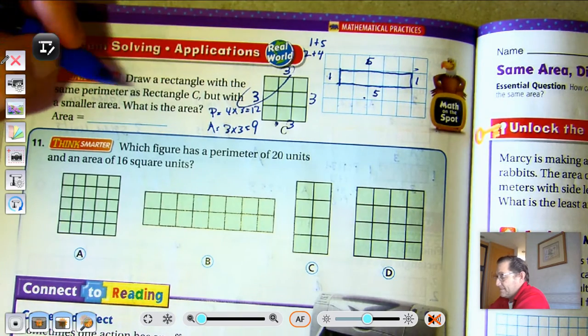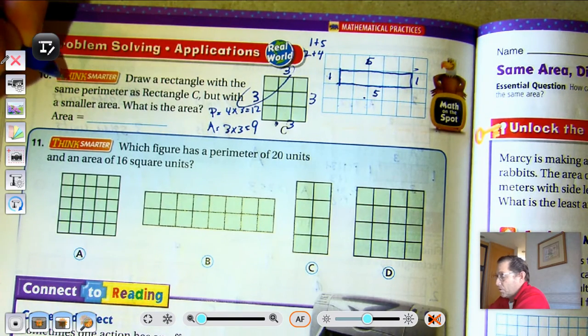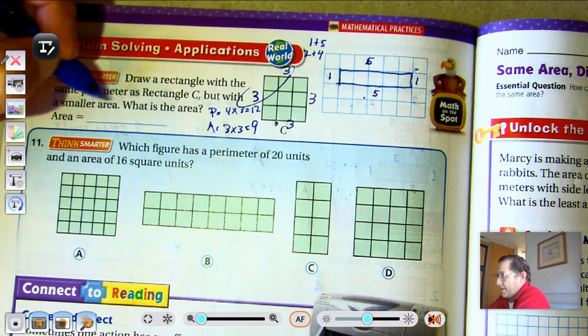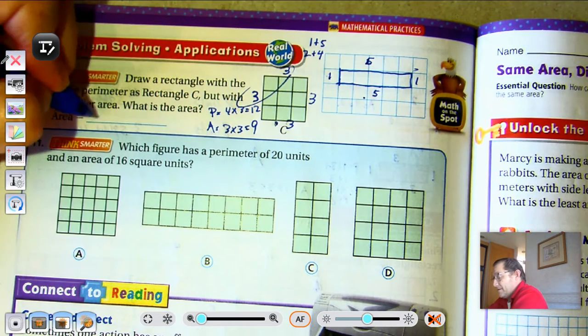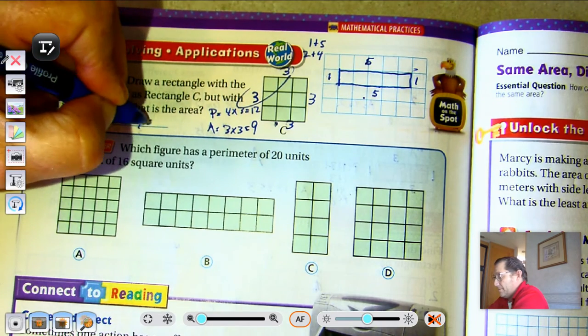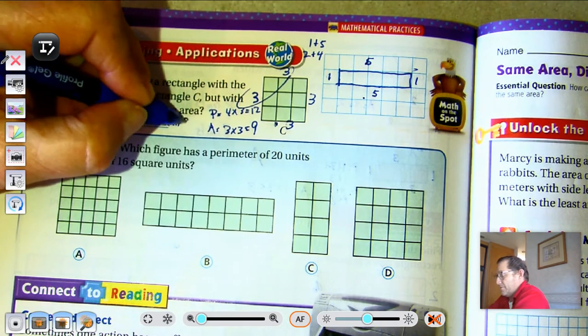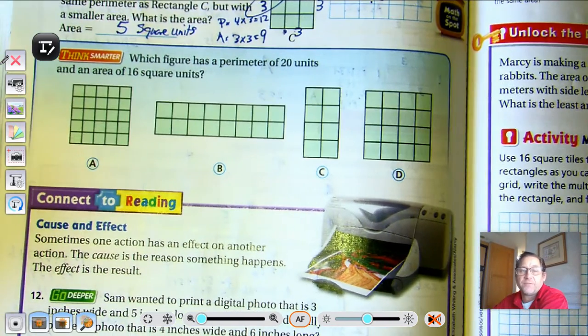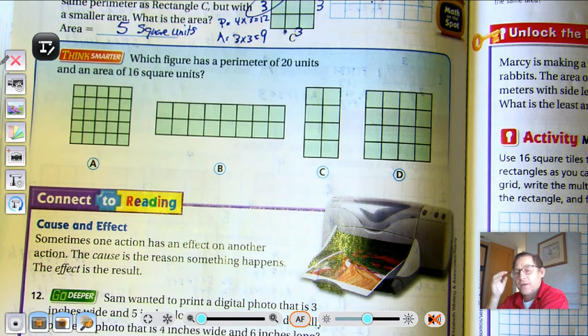So what is the... Draw a rectangle with the same perimeter as C. Okay, we did. But with a smaller area. What is the area? Okay, area is 5 square units. And 11. Which figure has a perimeter of 20 units and an area of 16 units?